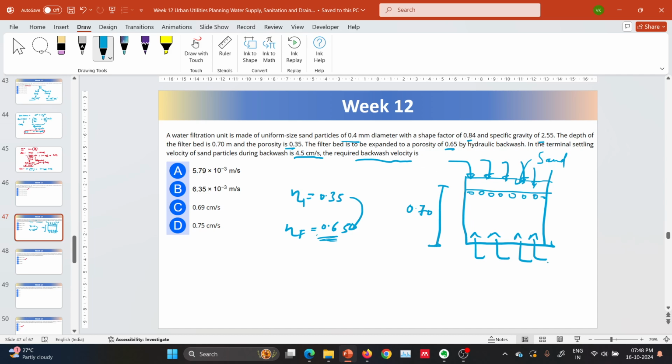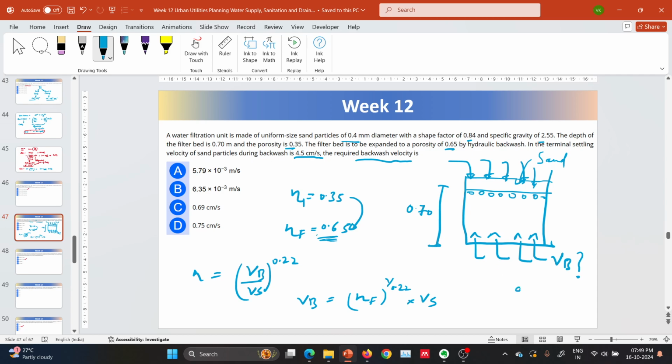So how much backwash velocity is required to expand the porosity from this to this? That we need to calculate. There is a formula: backwash velocity by settling velocity to the power 0.22 equals the porosity ratio. So we need to calculate backwash velocity: eta final to the power 1 divided by 0.22 into settling velocity, the terminal settling velocity of sand particles.